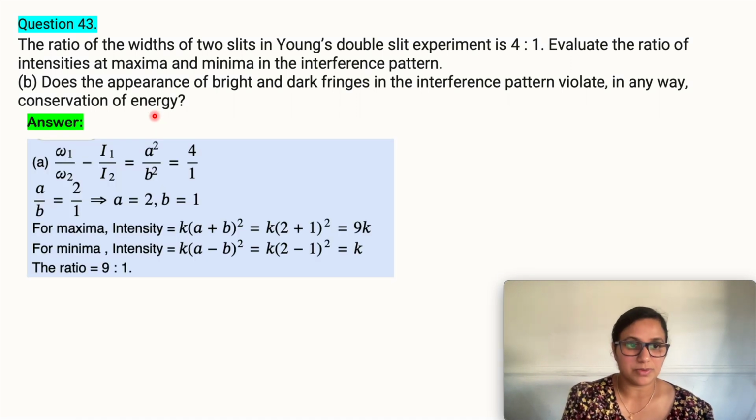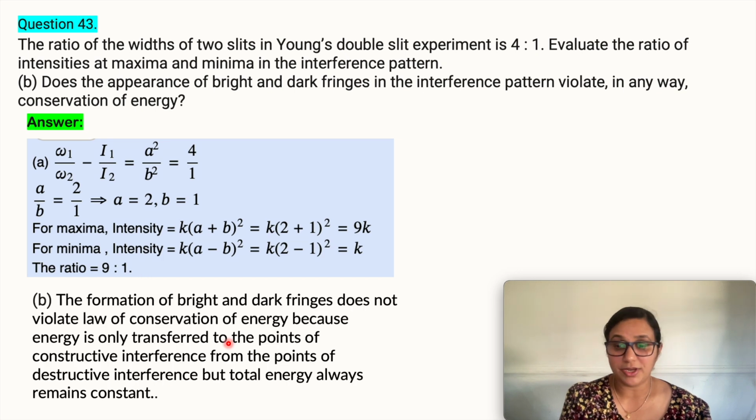The answer to first part is, for maxima the intensity is 9K, for minima intensity is K. So the ratio is 9:1. The law of conservation of energy states that the total energy of the system remains constant. The formation of bright and dark fringes does not violate the law of conservation of energy because energy is only transferred to the points of constructive interference from the points of destructive interference, but the total energy always remains constant.